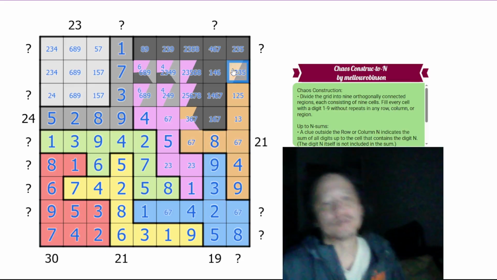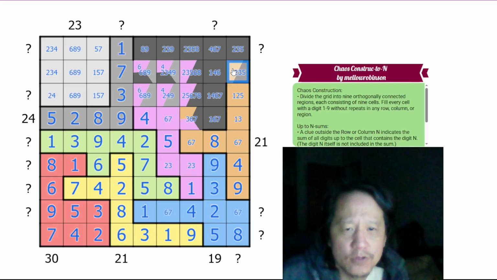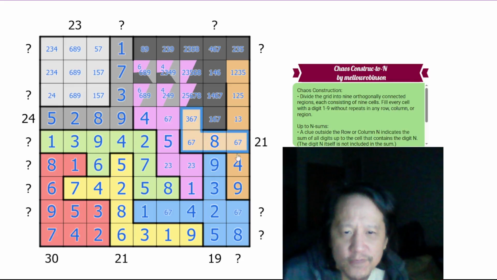If this were orange, hold up, we have 1, 2, 3, 4, 5, 6, 7 orange. So this must be orange here, and this must be orange here. 1, 2, 3, 4, 5, 6, 7, 8, 9. Yep. Okay, so then this is done as a region, as for orange.